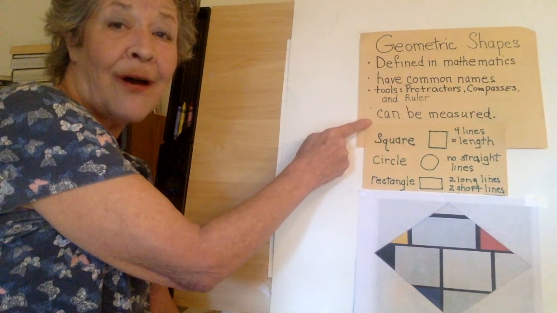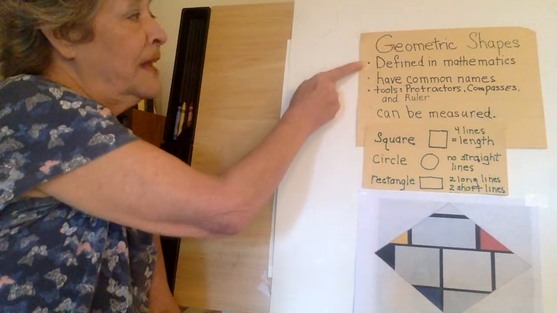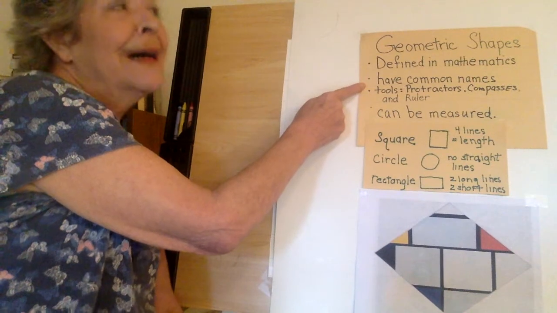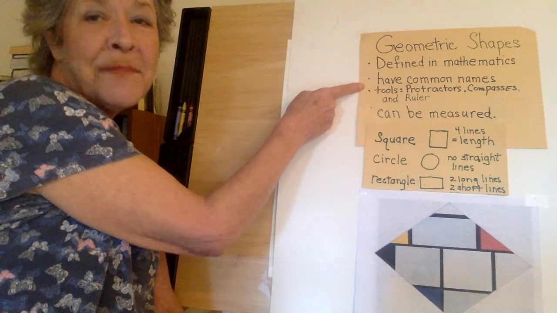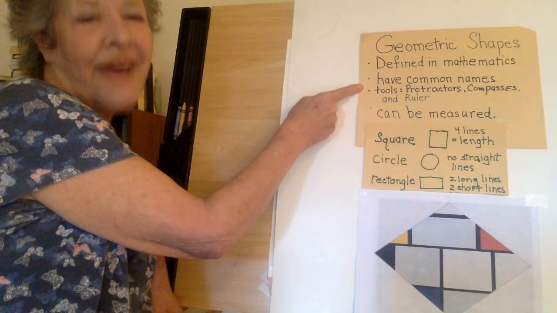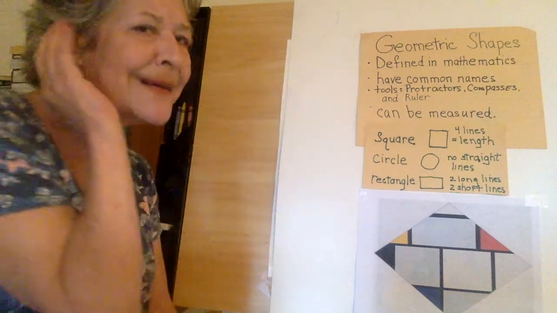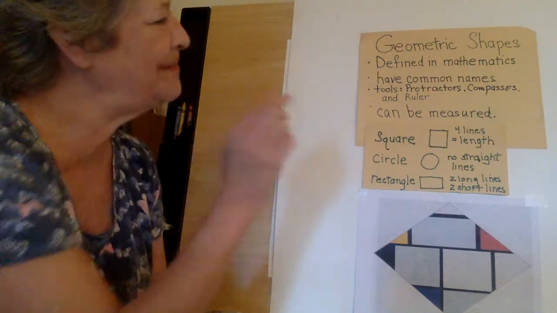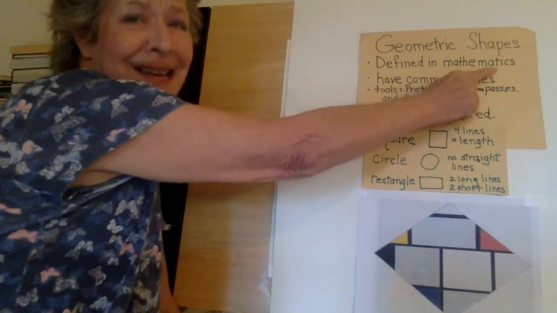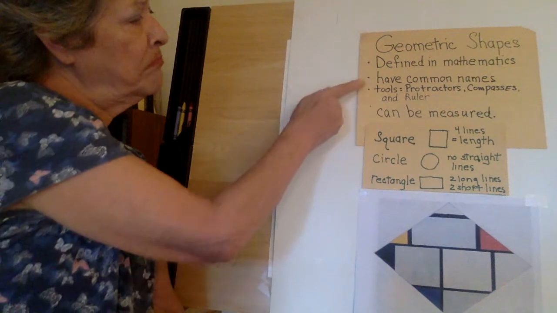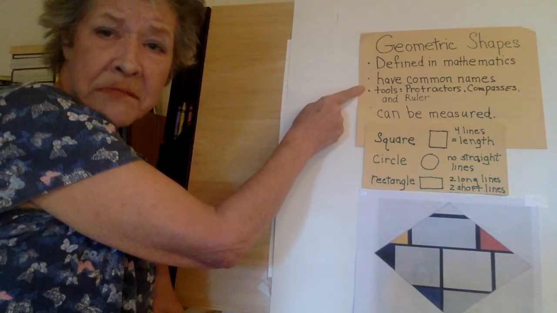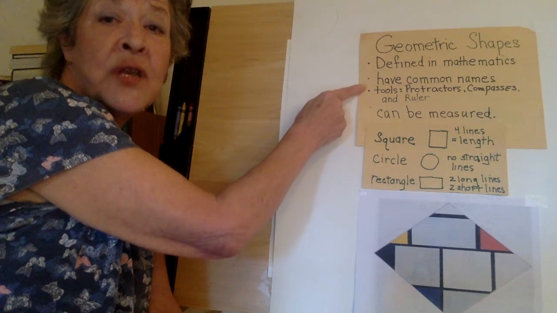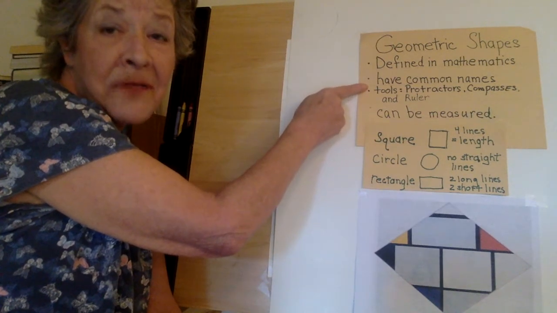What did we just talk about? They're defined by mathematics. All right. How are geometric shapes defined? Say it a little bit louder. I didn't hear you. Mathematics. They have common names. They have common names. And you know many of those names.